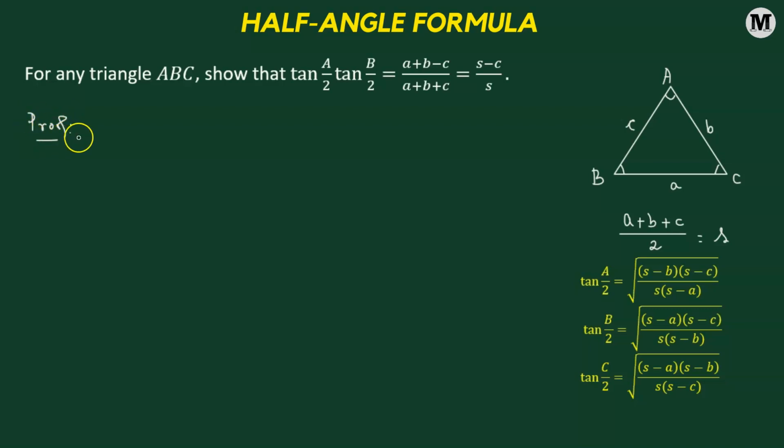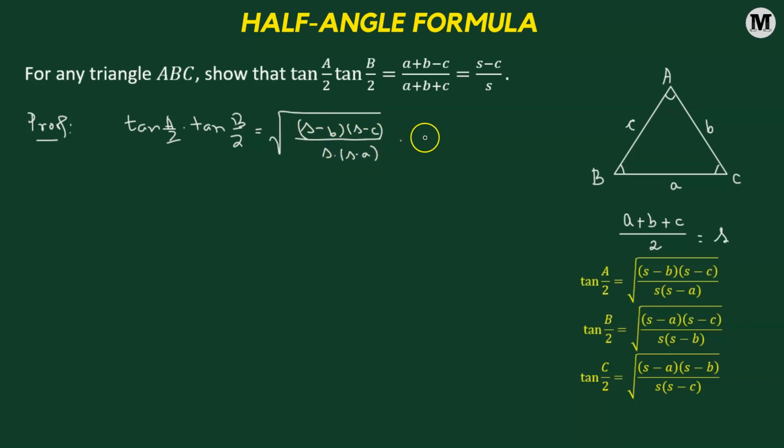We'll start with the first expression, which is tangent of A over 2 multiplied by tangent of B over 2. Now let's use the value. So here we have the square root of (S minus B) multiplied by (S minus C) divided by S times (S minus A). This is the value of tangent of A over 2. This gets multiplied by tangent of B over 2, which is given by (S minus A) multiplied by (S minus C) divided by S multiplied by (S minus B).